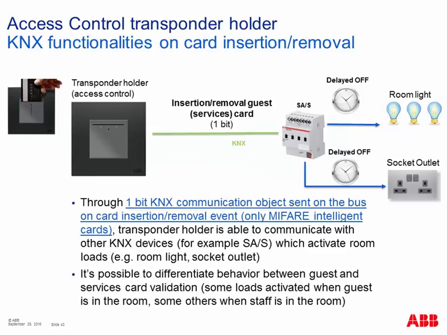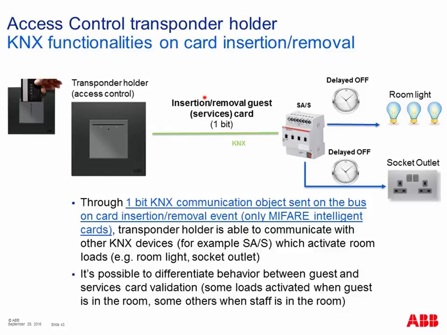What about this communication object that we can call the notification communication object, exactly like in the example we had with the transponder reader? The first communication object I want to show you is the insertion/removal of the guest card or service card. This means that we have two communication objects, one for the guest card and one for the service card. Remember, the reason is that on MiniMAC we have the possibility to differentiate between guest and service card.